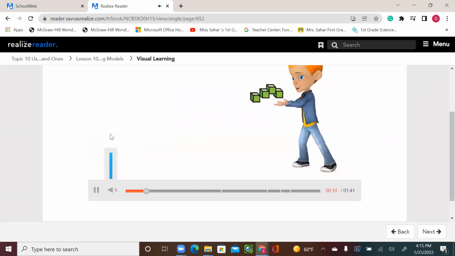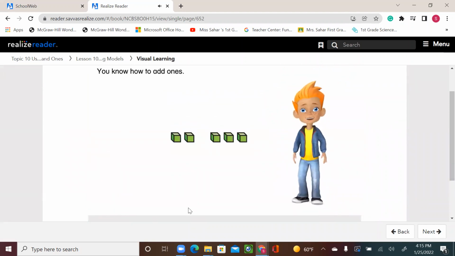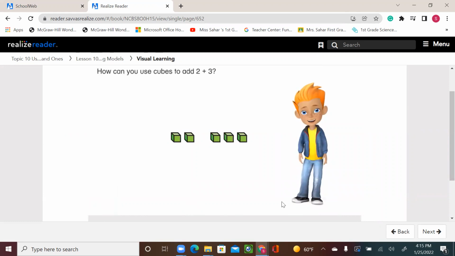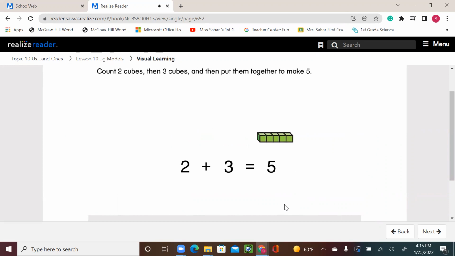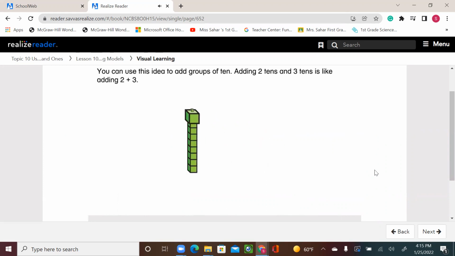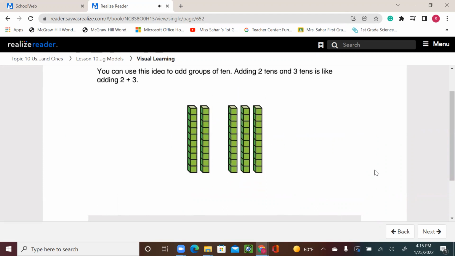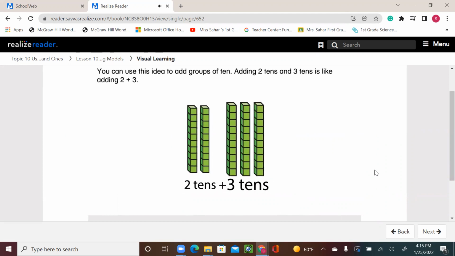You know how to add ones. How can you use cubes to add 2 plus 3? Count 2 cubes, then 3 cubes, and then put them together to make 5. You can use this idea to add groups of 10. Adding 2 tens and 3 tens is like adding 2 plus 3.